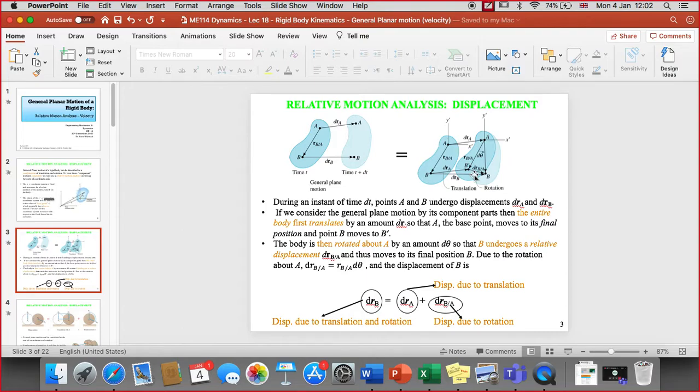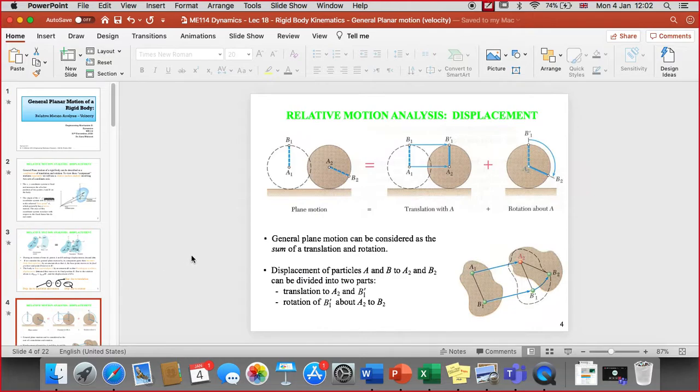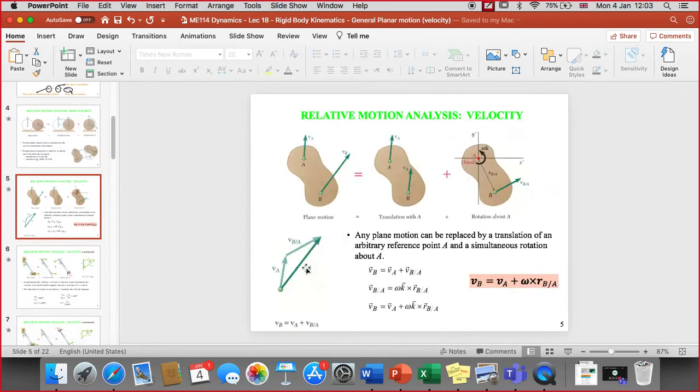So that's exactly what we tend to do to analyze this problem, that we break down the entire problem and consider के पहले rigid body एक हमारे कोई chosen point के साथ translate करती है. So for example, if I take this example of the wheel undergoing general planar motion, then I've chosen the center of the wheel to be my base point. I've broken down the problem and first consider that the entire body translates with the center. उसके बाद the body then rotates about my base point. So first of all, everything translates the same amount as the base point, and then after that the body rotates about that base point.